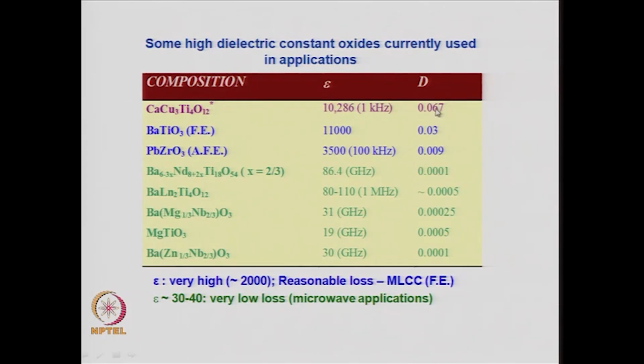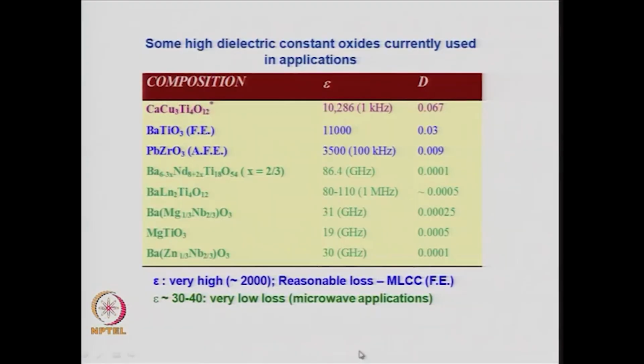So, you see, low values of dielectric loss mean low loss in energy, which means it is a good material for applications, and a high value of dielectric constant is again a very good property for application of materials. And normally ferroelectrics will have high dielectric constants, like 11,000 in barium titanate, and that of course depends on temperature and also on the frequency at which you are measuring.